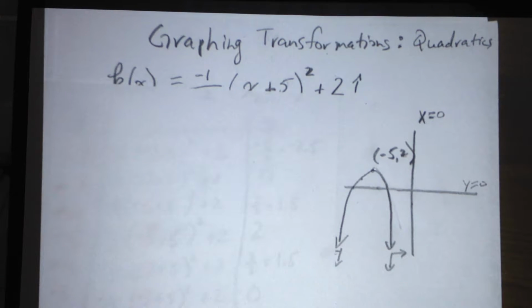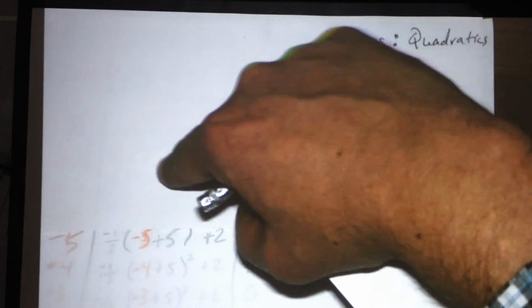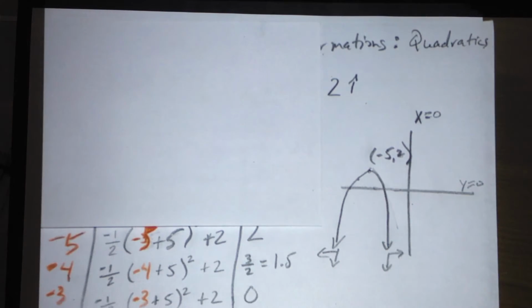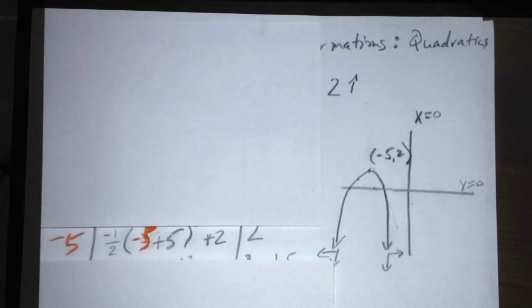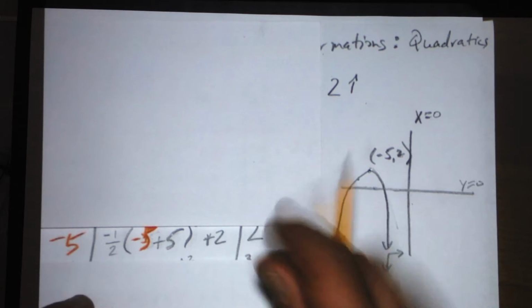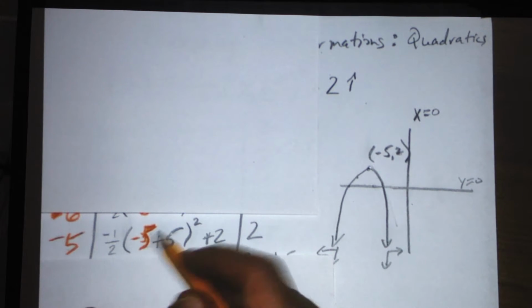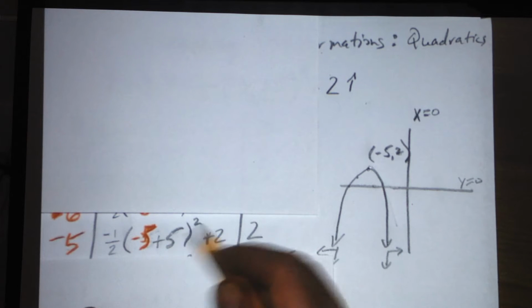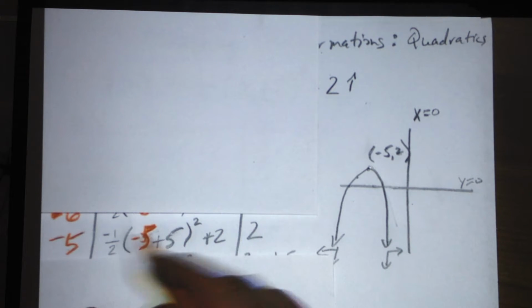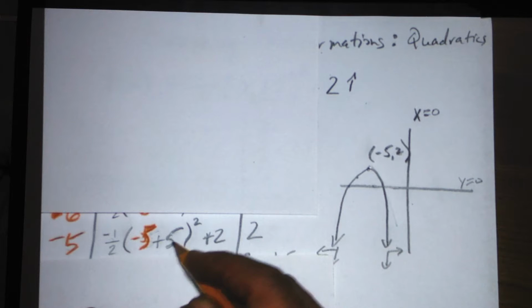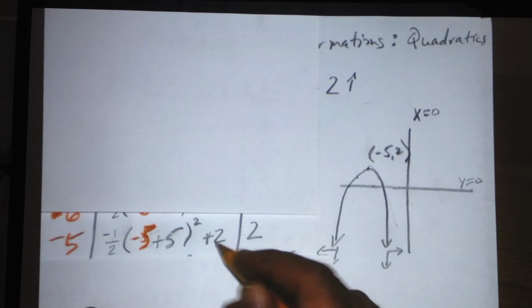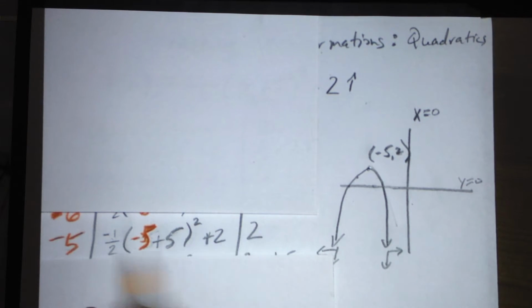So now let's go to plugging in our numbers. So let's see here. We should start with -5. And we will say, evaluate k of -5. So plug in -5 for x. -5 plus 5 is 0. 0 squared is 0. 0 times -1/2 is still 0. And then 0 plus 2 equals 2. So that's the coordinate -5, 2.